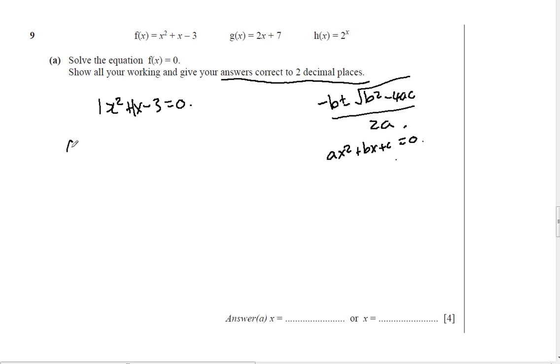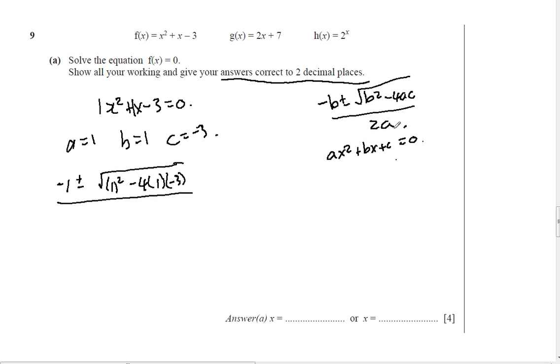So a in this case is 1, b is 1, and c is negative 3. So now we just use the formula. Negative b, so negative 1 plus or minus the square root of b squared, which is 1 squared, minus 4 times a times c, all over 2 times a, which is 2 times 1. That gives negative 1 plus or minus the square root of 1 plus 12, over 2.